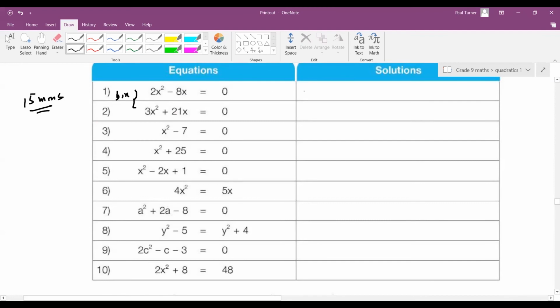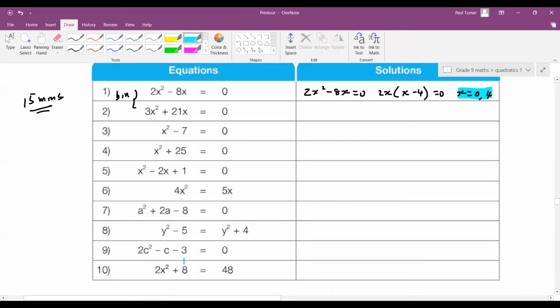So you can solve these by factorizing. So you would have 2x squared minus 8x is 0. So factorize out the 2x. x minus 4 equals 0. So x equals 0 and 4. That first one's done. So that's it. That's all you need to do.